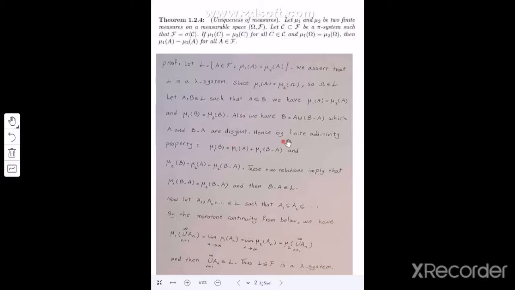So we use this property, finite additivity, and we can write mu1(B) is equal to mu1(A) plus mu1(B minus A), because A and B minus A are disjoint and mu1 is a measure. And we can write this relation for mu2. Okay?